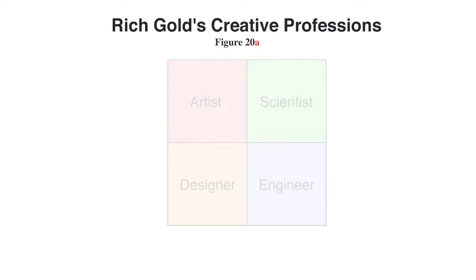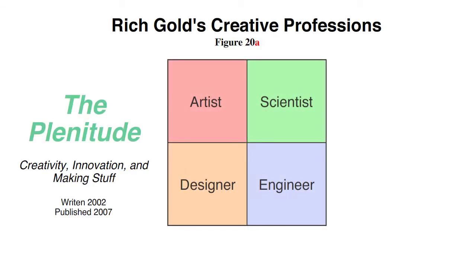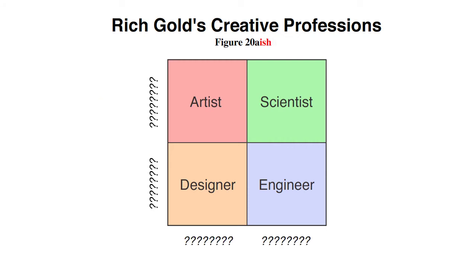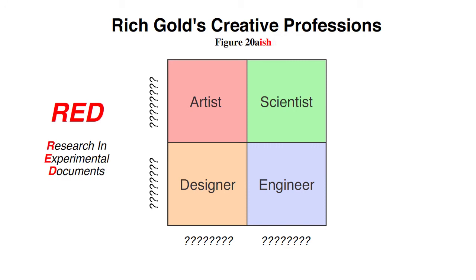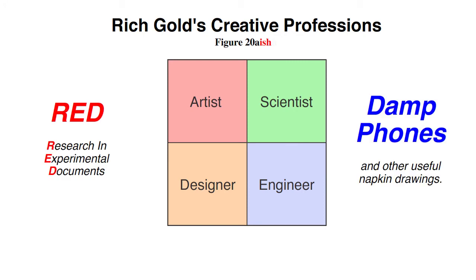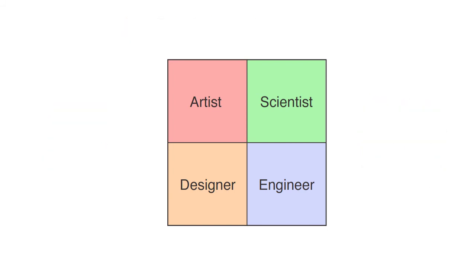Figure 20A is from his posthumously published book, The Plenitude. But it's "20A-ish" because I've excluded from the videos the axis labels that are included in my book. Those axis labels are from an AIGA conference I attended back in 2002. They appeared in two of his talks, "Red, Research and Experimental Documents" and "Damp Phones", but were excluded from his book. These colors are not part of his diagram. Instead, Rich used cartoon images. In his book, the axes are not labeled.